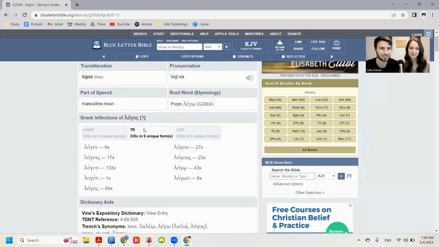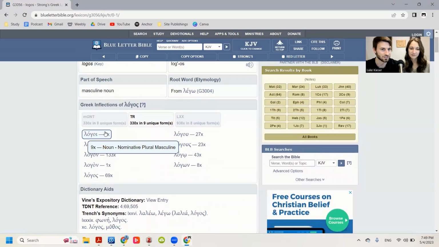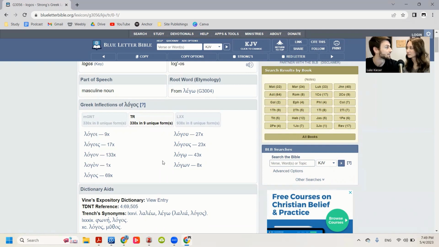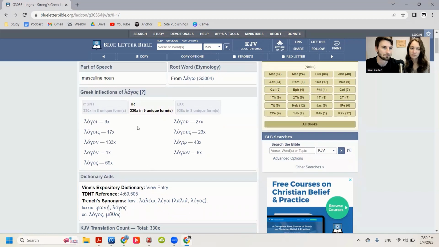The next part here is inflections. These are just the different forms of a word. It's kind of like if you have sea, singular, a body of water, and you have seas, plural. So those are different inflections of the word sea. Sure. Yeah. So that's kind of what these are. Greek has more inflections than English. That just kind of shows where these different inflections are used throughout the Bible.